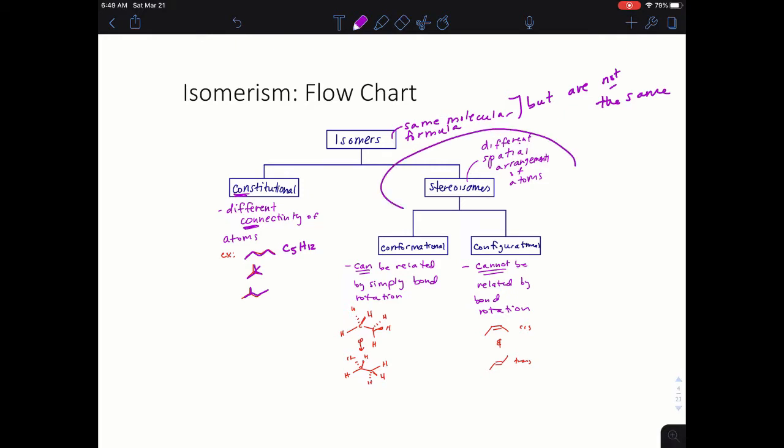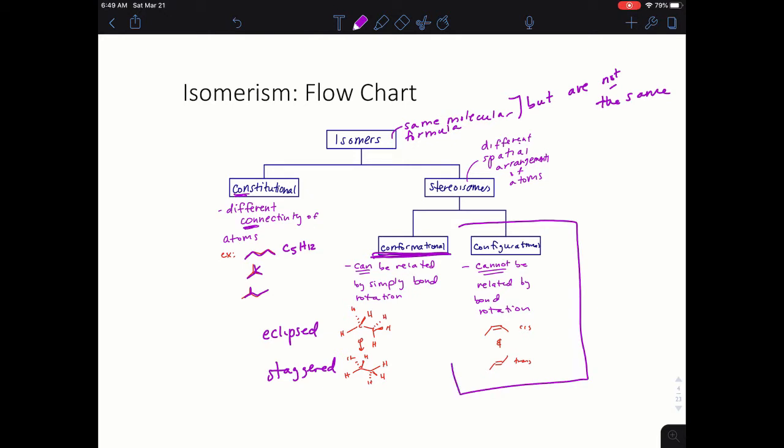All right, so the other big group of isomers, and we're going to be working with these today, are stereoisomers. So stereoisomers have different spatial arrangements of atoms. We learned about conformational isomers, which can be related simply by bond rotation. So we learned about eclipsed and staggered ethane, for example. That's what we have here. These can be related by bond rotation.